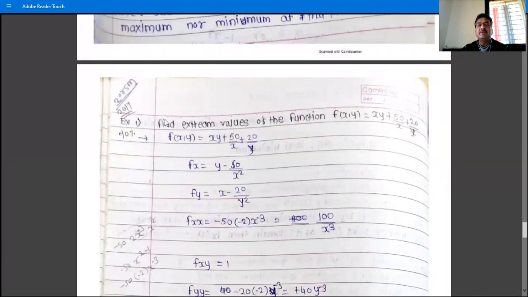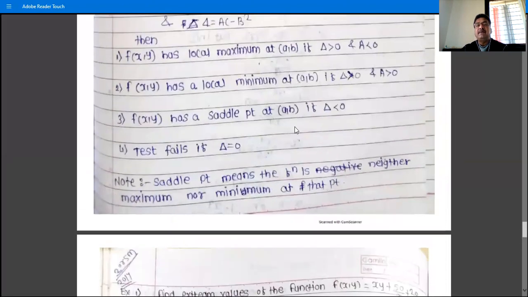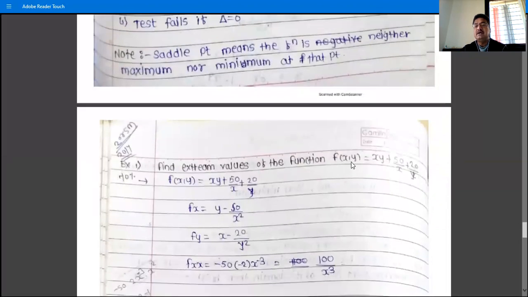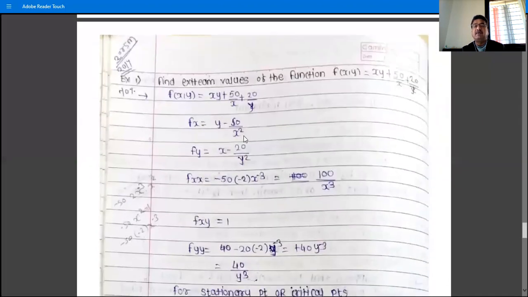find the extreme values. The question is: find the minimum and maximum values of the function, or find the local maximum and local minimum values of the function f(x,y) is equal to, obviously a two variable function, x into y plus 50 by x plus 20 by y. So this is the function f(x,y) as xy plus 50/x plus 20/y. Then the partial derivative with respect to x.